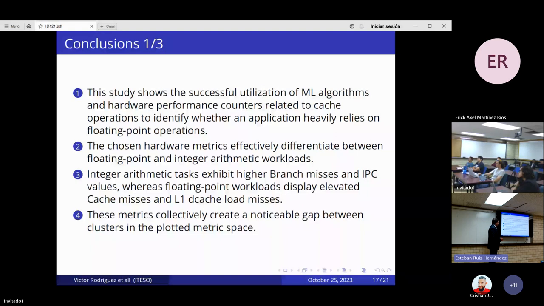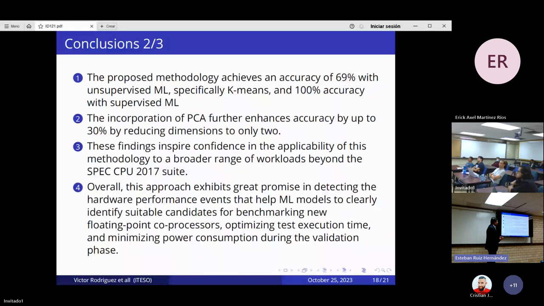Integer arithmetic does exhibit higher branch misses and IPC values, whereas floating point workloads display elevated cache misses and L1D cache load misses. These metrics collectively create the gap between clusters in the plot. So the proposed methodology achieves a very good accuracy with four dimensions, and with two dimensions, better than with four. We see again that PCA actually helps a little bit the machine learning.